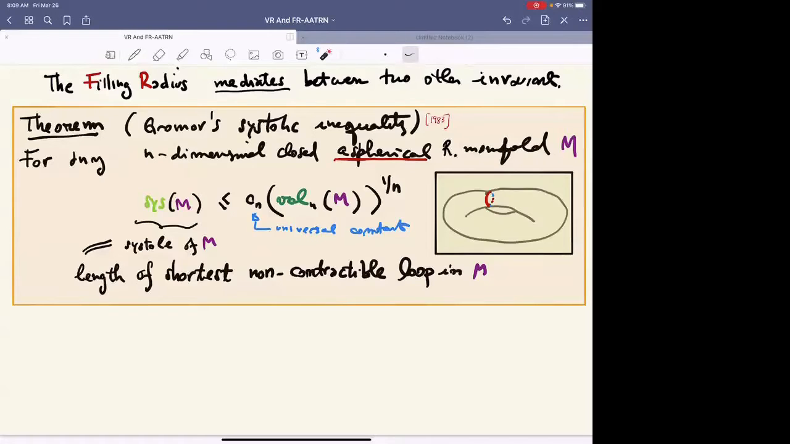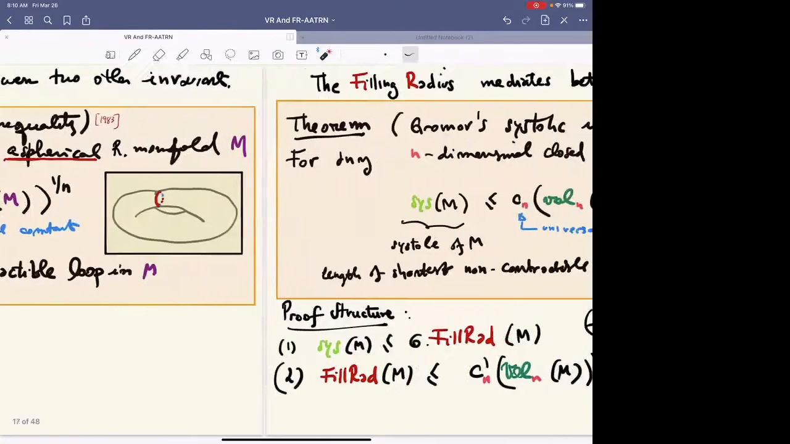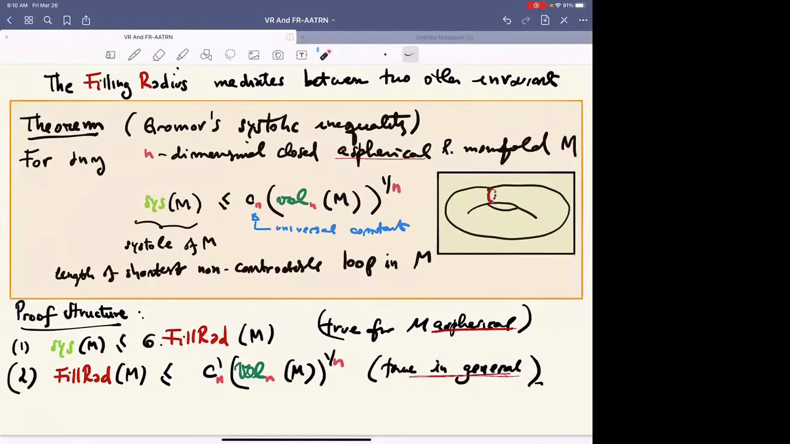So if you have an n-dimensional closed aspherical Riemannian manifold M, Gromov proved that the systole of M, that is the length of the shortest non-contractible loop in M, you can think of a torus, and that would be the length of that loop, is bounded by the nth root of the volume of M times some universal constant. And the filling radius appeared in the proof of this claim.